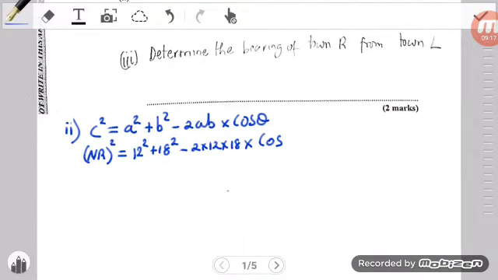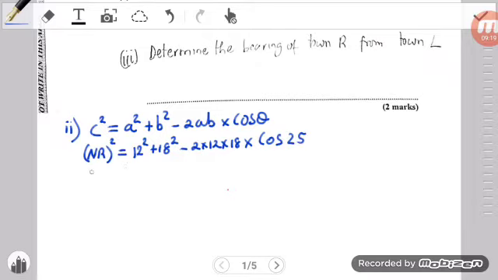If you have your calculators out with me, guys, you should know that 12 squared is 144 and 18 squared is 324. And if we multiply 2 times 12 times 18, we're going to get 432. And so the cosine of 25 degrees, ensure your calculator is in degree mode, is 0.906. I can put another decimal place here, which makes my answer a little bit more accurate.